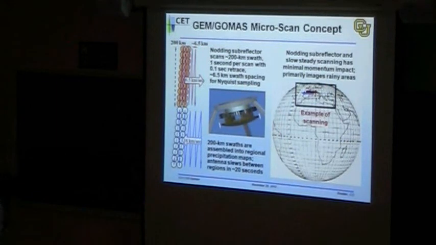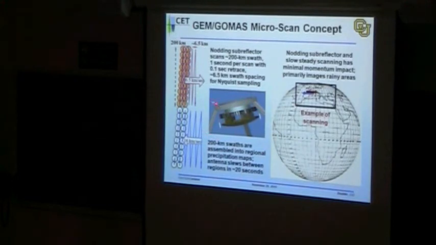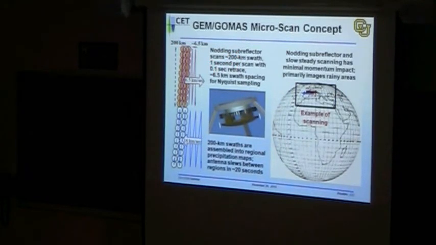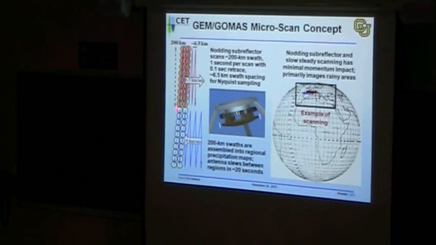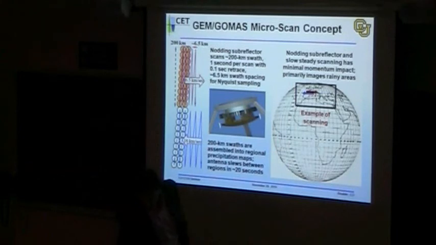This is the way the scan would work. Basically, we're rapidly scanning back and forth using this nodding subreflector, and we're taking the entire system and rather slowly scanning it back and forth in this serpentine fashion. And that allows us to image swaths that are around 200 kilometers in width with 1 second per scan, about 1/10 of a second retrace. And you can also vary this. If you want a Nyquist sample densely, you can do that. If you don't need a Nyquist sample, but just need to scan an area in a more cursory fashion, you can also do that.